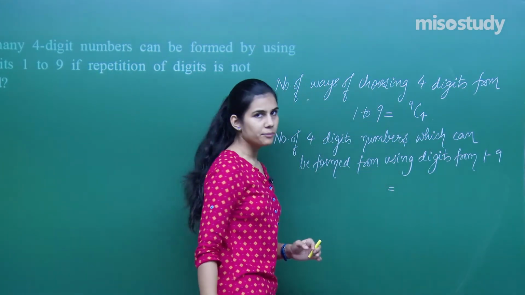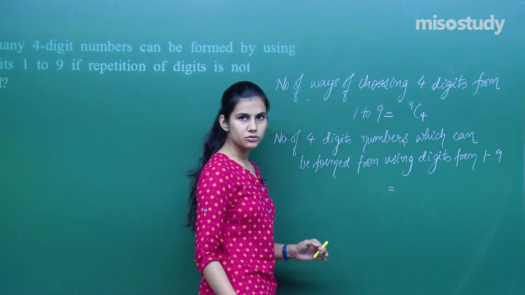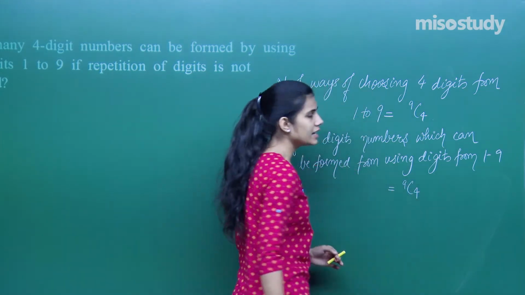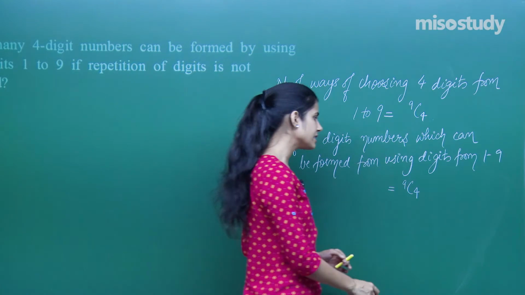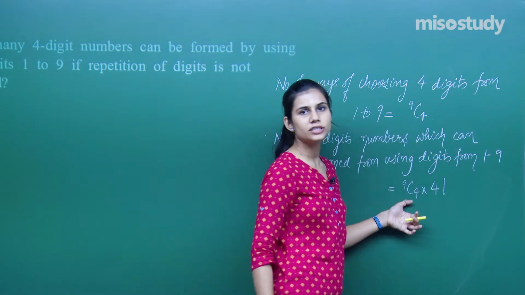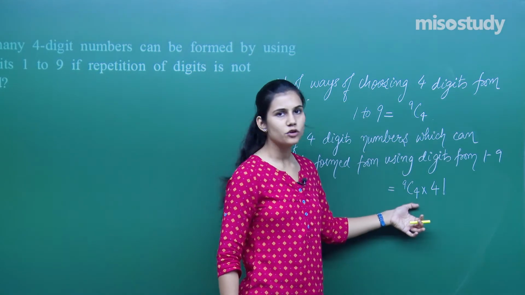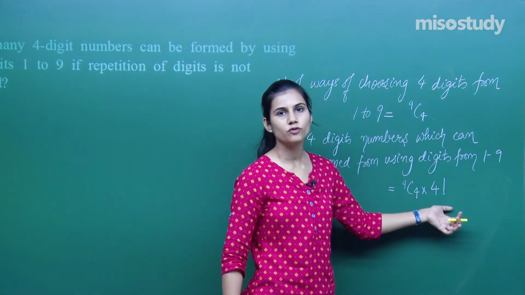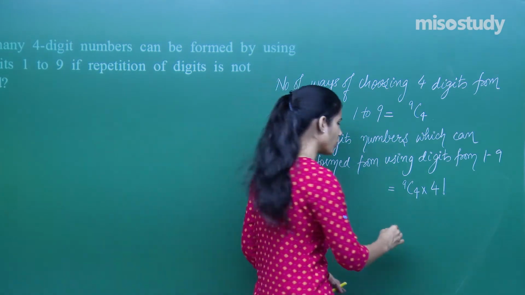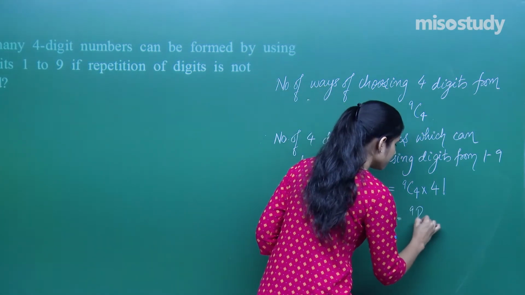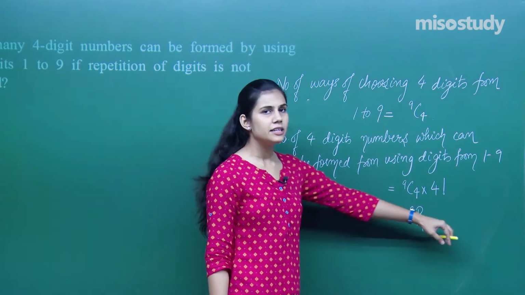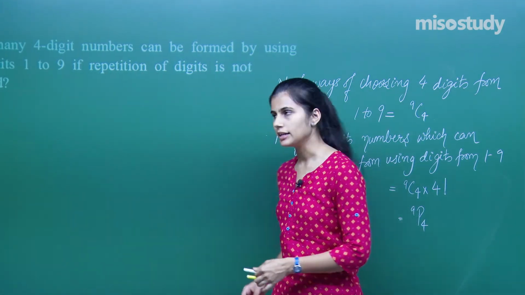How many 4 digit numbers can you form by using the digits from 1 to 9? First of all, you can choose 4 digits from available 9 digits in 9C4 ways. Each of these selections is giving me 4 factorial 4 digit numbers. Therefore, 9C4 selections will give me 9C4 into 4 factorial numbers. This is your answer, and if you are aware of the formula, this is actually 9P4. Fine. You can very easily compute the value. That would be your final answer.